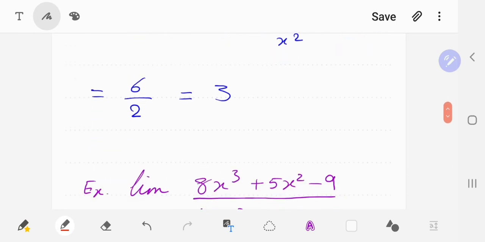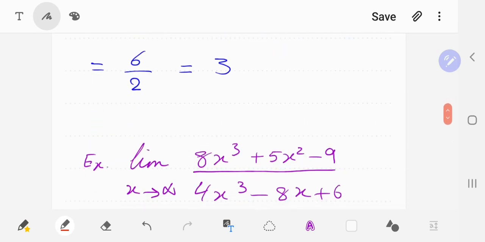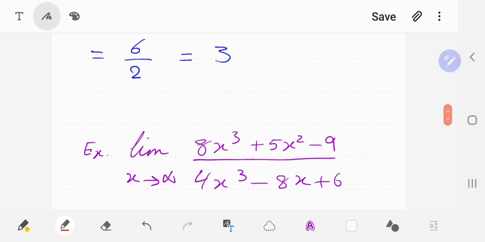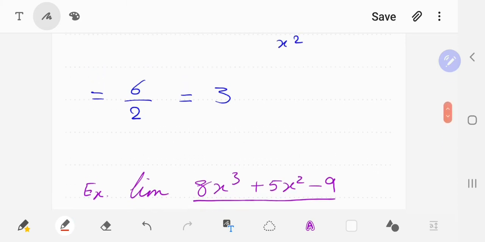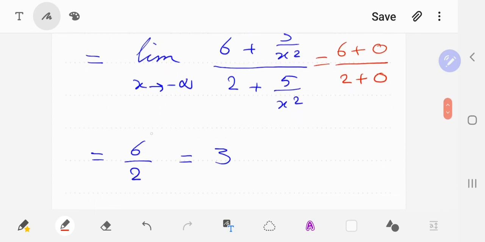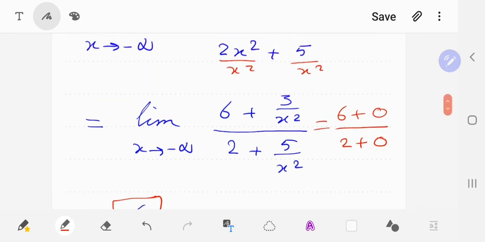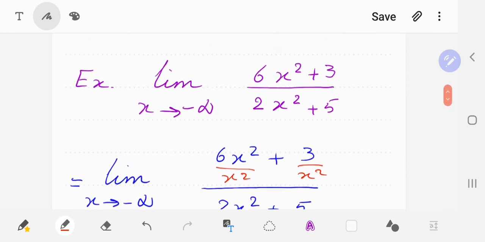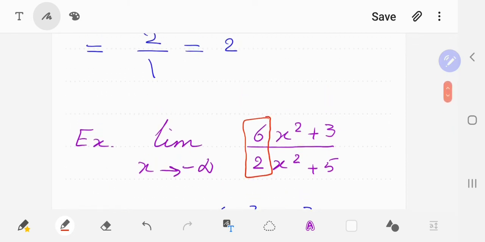Okay, that's good. What about this thing? Am I going to keep dividing? What is the key? Is there a shortcut? Actually, have a look at this. What's the answer here? It's 6 over 2. What were the coefficients of the highest power that we have? 6 over 2 also. Does that work all the time?